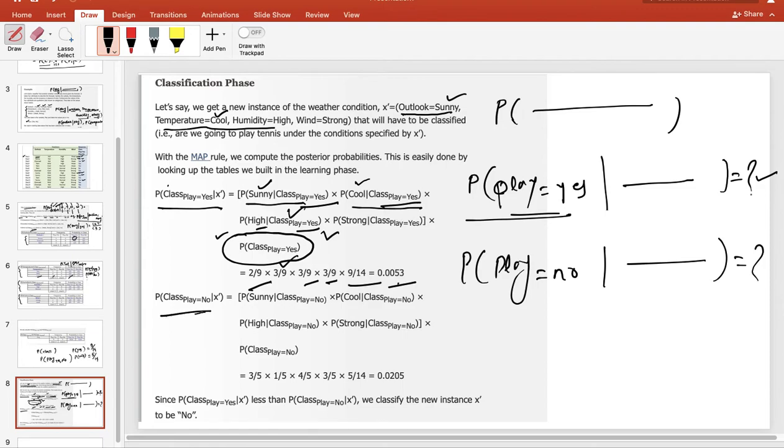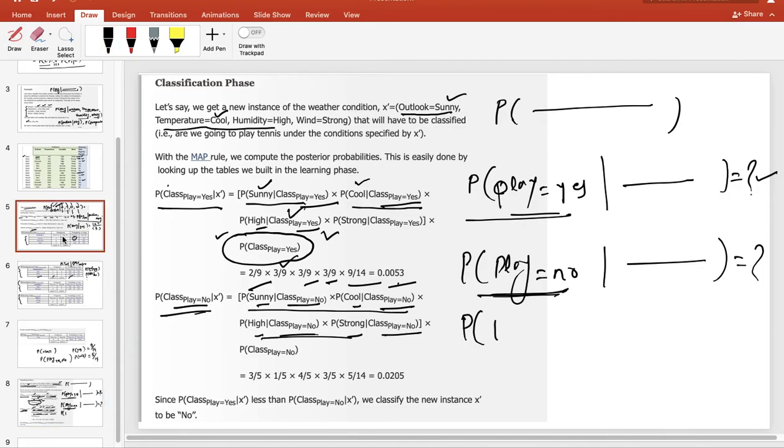Similarly, for class no, now we compute the probability of play equal to no. For this, again the probability of sunny given class play is equal to no, and this will remain the same for every term, given no, given no, given no. Only the values will change here: outlook sunny, temperature cool, humidity high, and wind strong. We have already computed these values in the tables here, so you can get those values from there and put them in.